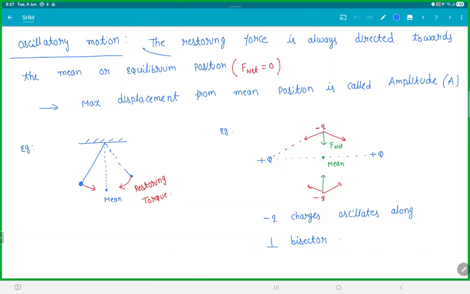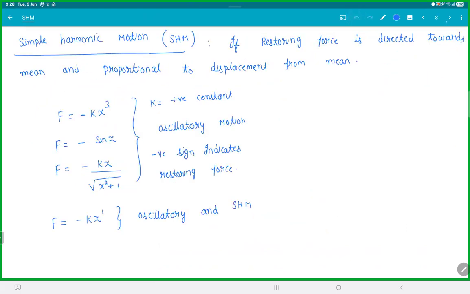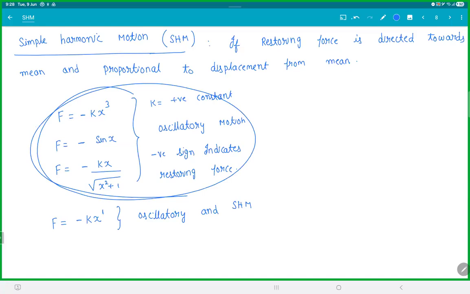Oscillatory motion, the restoring force is towards the mean position, right? It should depend on the X part there. Here, there is no mean position. There is never a point where the force is 0. So the equation should depend on X. SHM, it is proportional to X power 1.